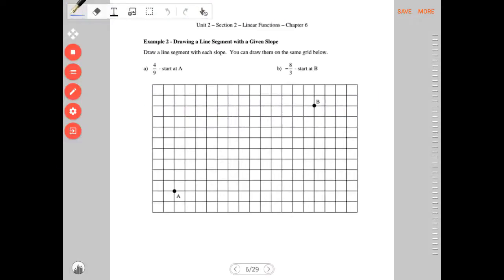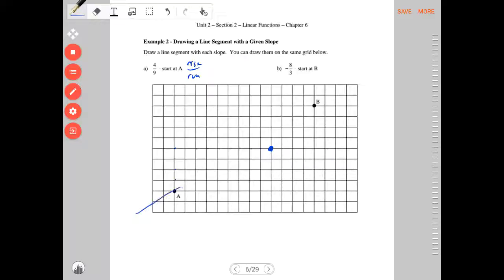Okay, next page, example 2. So drawing a line segment with a given slope. Draw the line segment with each slope. You can draw them on the same grid below. So 4/9, and I want you to start at A. So remember, slope is rise over run. So that means we're going up 4. So from A, we go up 4. 1, 2, 3, 4. And then positive 9. So the run is +9. So 1, 2, 3, 4, 5, 6, 7, 8, 9. Okay, so that's the other point.